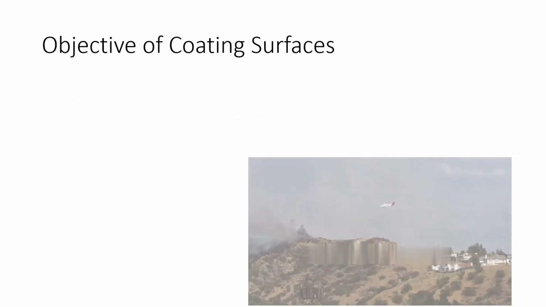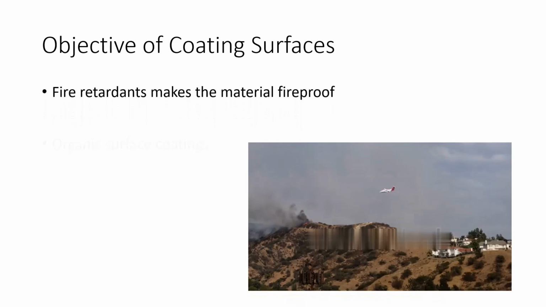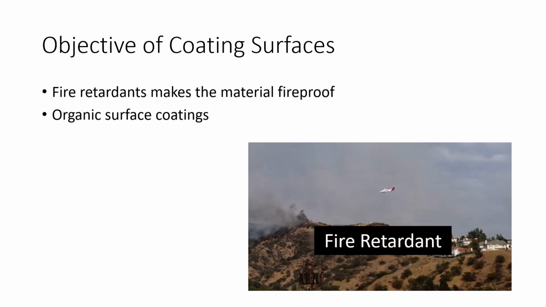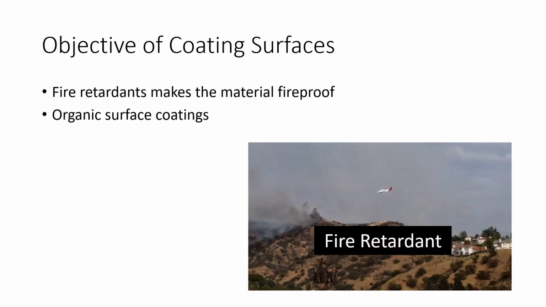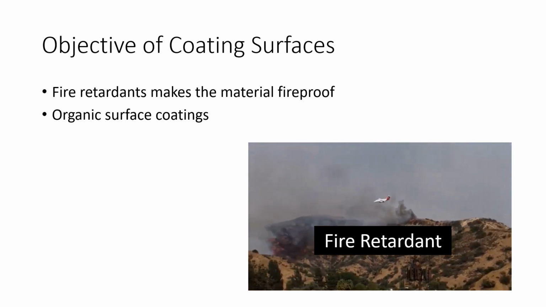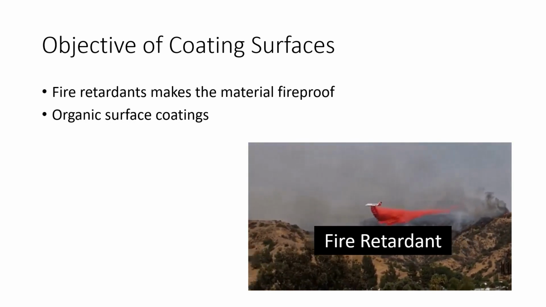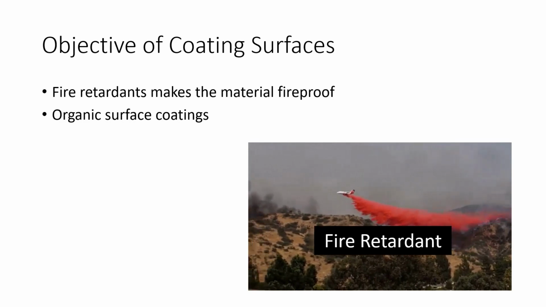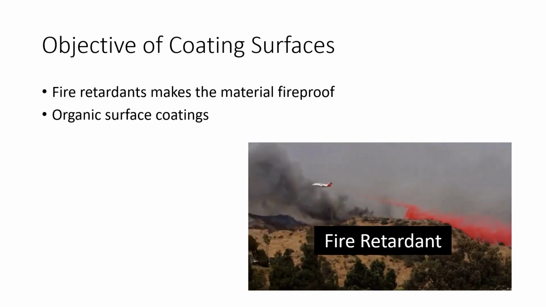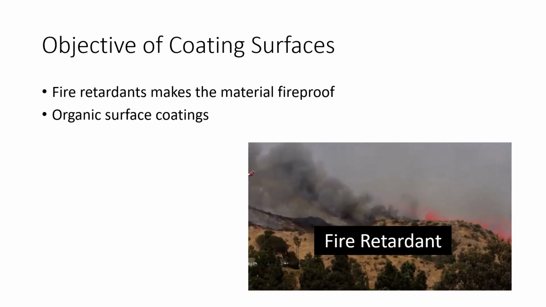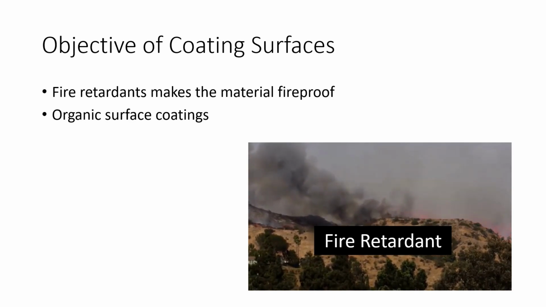So there are some other objectives of coating surfaces, like fire retardants, and making the material waterproof. Some special or specific paints like fire retardants make the material fireproof, like surfaces coated with paints containing carbonate, which releases carbon dioxide, which acts as a fire extinguisher. And most of the organic surface coatings make the surface waterproof.